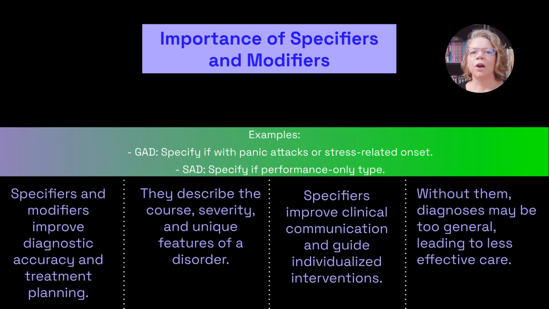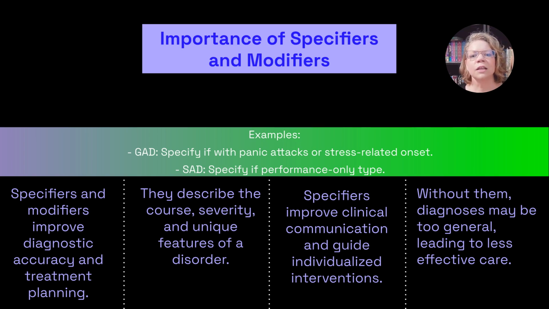Specifiers and modifiers are vital for accurate diagnosis and treatment planning. They help clinicians describe the course, severity, and specific features of a disorder. For example, in GAD, specifying whether symptoms occur with panic attacks or during certain stressors can influence treatment. In SAD, noting whether it is performance-only type guides therapy focus.